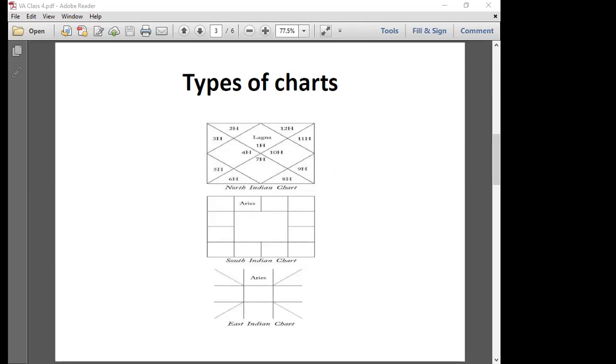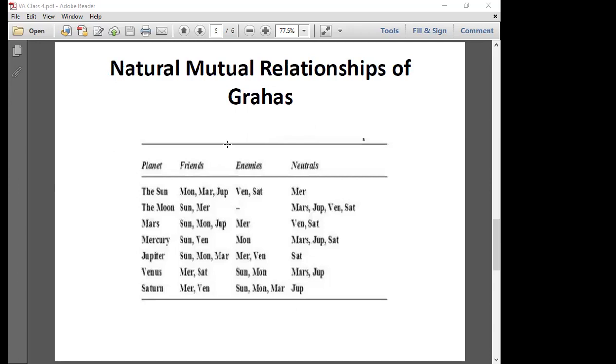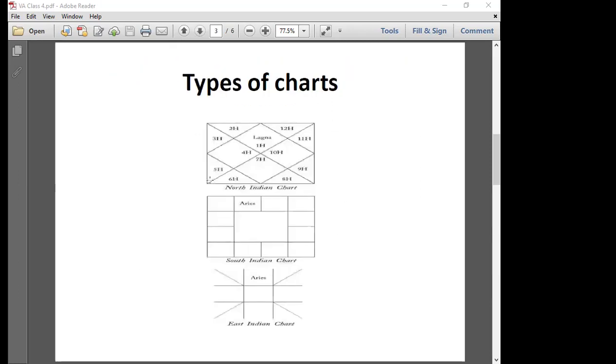So these are the types of charts that we will be looking at in today's class. Then we will be looking at the concepts of exaltation, debilitation, and Mula Trikona. Then we will look at the natural mutual relationships of the planets, and then we will see how the mutual relationships work out between the planets and things like that.